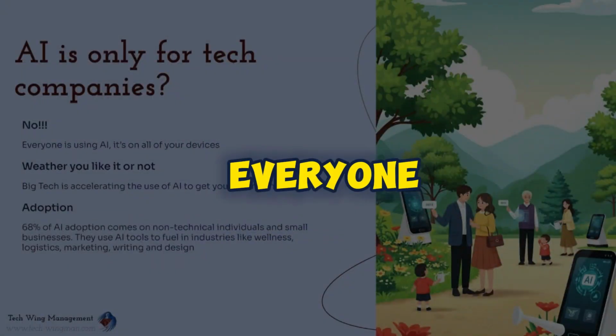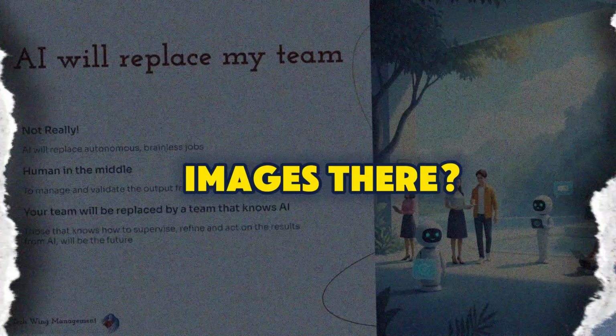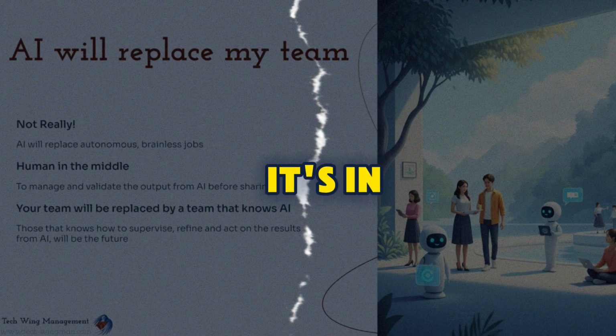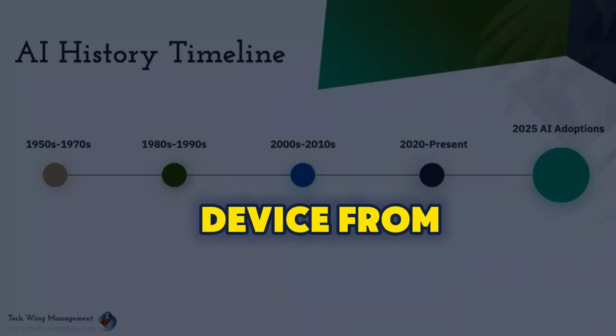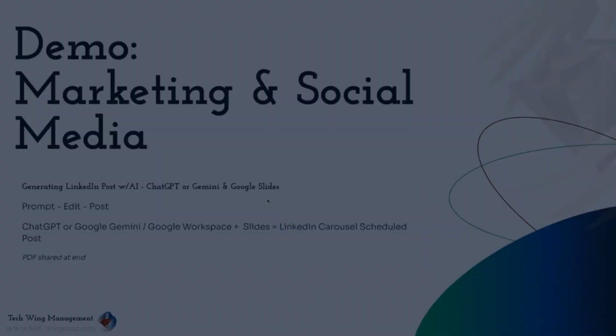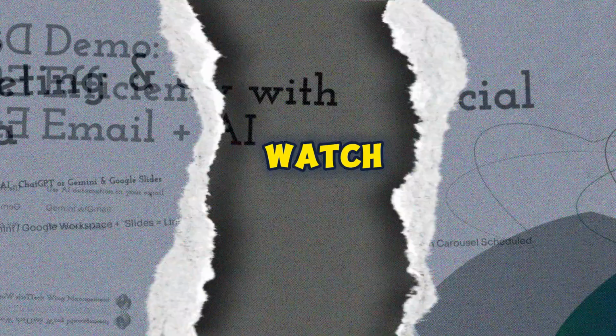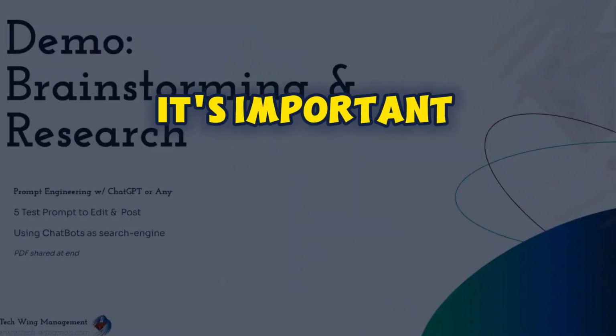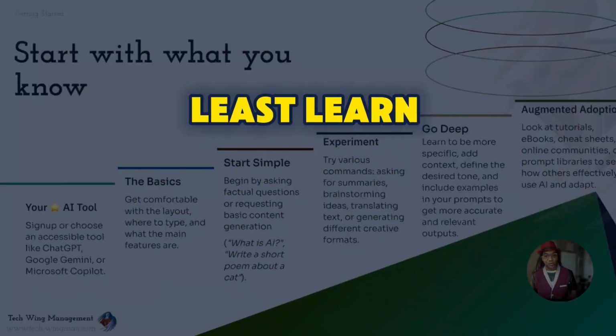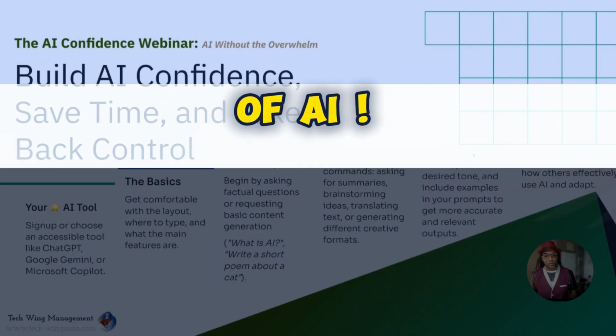Yeah, it's for everyone. It's everywhere. As you see the images there, it's in your phones. It's in any technical device, from your sprinkler systems to your watch. It exists, and this is why it's important for everyone to at least learn the fundamentals of AI.